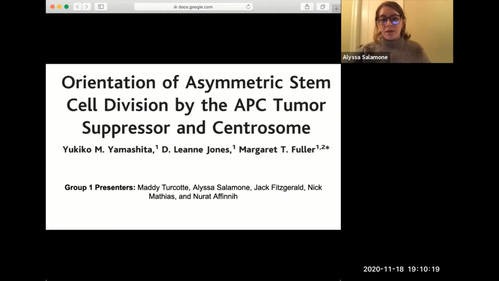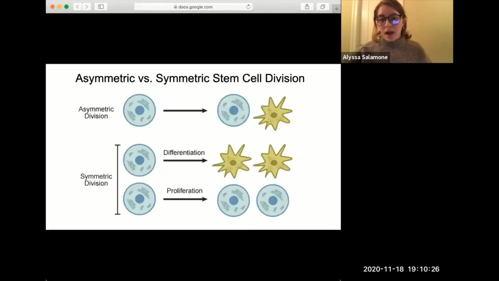Group 1 will be presenting a paper entitled Orientation of Asymmetric Stem Cell Division by the APC Tumor Suppressor and Centrosome. Hi, my name is Alyssa, and I'm going to be doing the introduction for this paper. And first, I would like to start with a discussion about stem cells and symmetric versus asymmetric stem cell division.